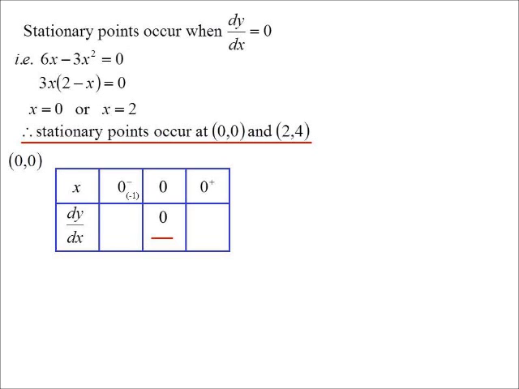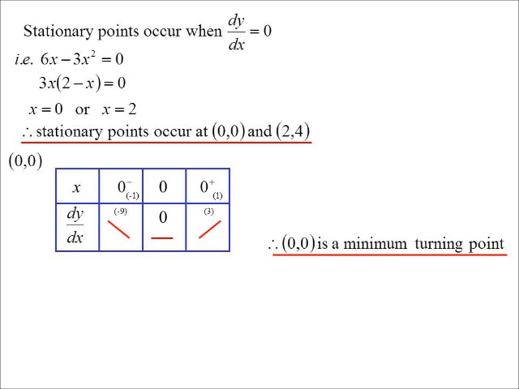So on the negative, I've chosen negative 1. That's a pretty easy one to sub in. And when I sub in negative 1, I get negative 9. So I know the curve's going down at that point. Okay, on the right-hand side, we don't go past 2. So again, I'll pick 1. That's a nice easy one. And that turns out to be positive 3. So I've got a bit of a picture. By drawing the tangents in there, it gives me a visual idea of what's happening. Curve's going down, stationary, then going up. So we have a minimum turning point.